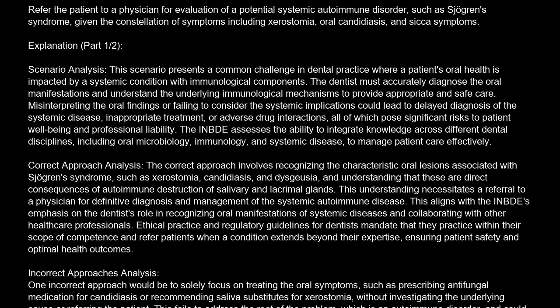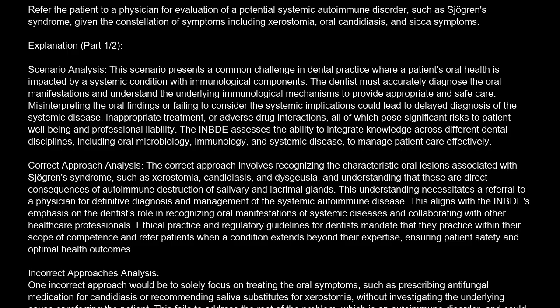Explanation. Scenario analysis. This scenario presents a common challenge in dental practice where a patient's oral health is impacted by a systemic condition with immunological components. The dentist must accurately diagnose the oral manifestations and understand the underlying immunological mechanisms to provide appropriate and safe care. Misinterpreting the oral findings or failing to consider the systemic implications could lead to delayed diagnosis of the systemic disease, inappropriate treatment, or adverse drug interactions, all of which pose significant risks to patient well-being and professional liability.